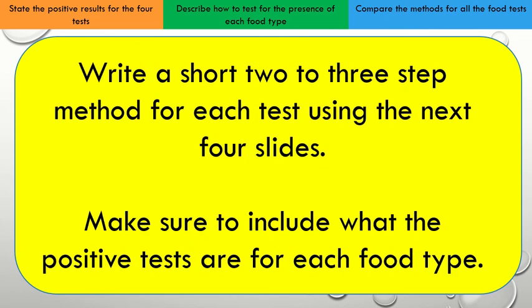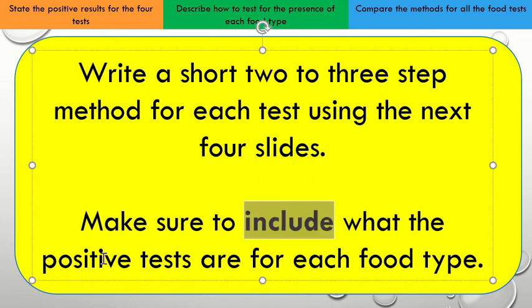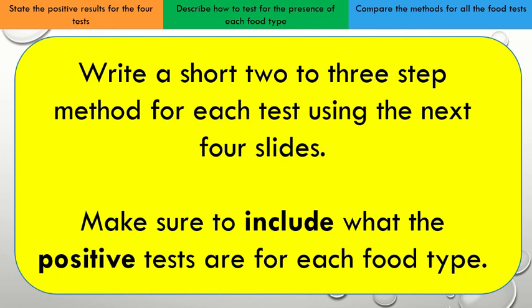So for this next part of the lesson, what I would like you to do is write a short 2 to 3 step method for each test. There are going to be images on the next few slides that have a rough graphic version of what that test would be like. Make sure that you include the positive tests for each different food type. So we need to make sure that we know what the color change or other change would be, so we can see if that certain food type is present for our food test.